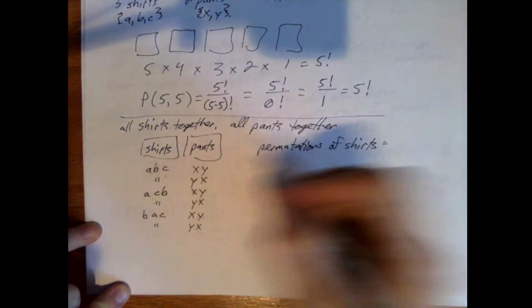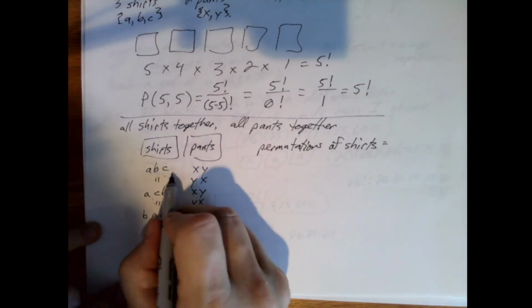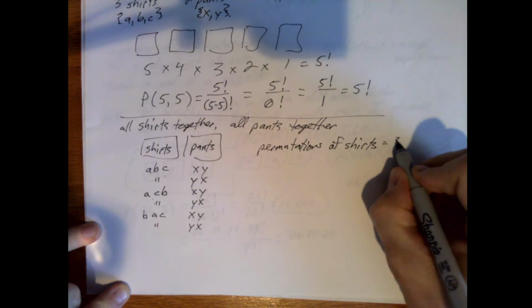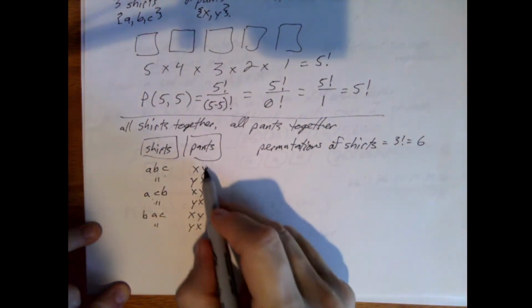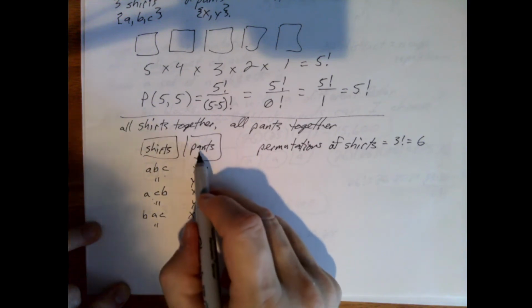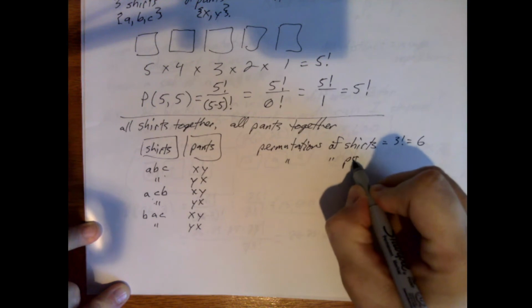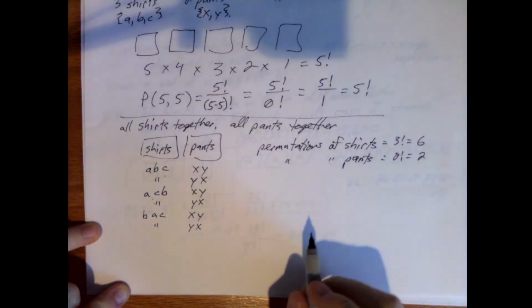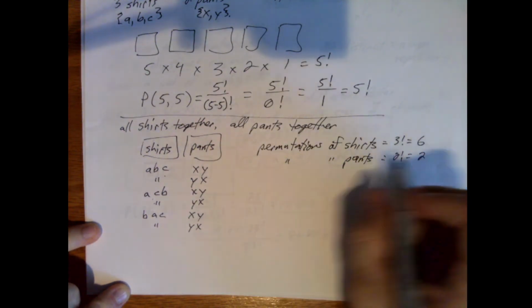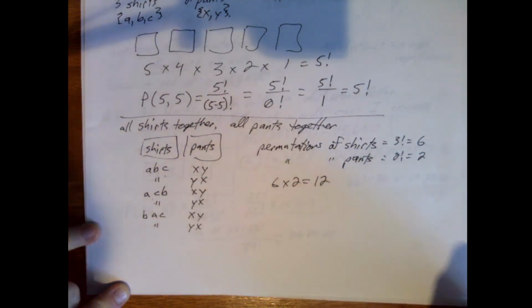3 times 2 times 1, because I have 3 possibilities for the left one. That leaves 2 possibilities for the middle and only 1 thing for the right. That's 3 factorial equals 6. For each of those 6, I have my different arrangements of pants. And so we have permutations of pants. Pants is 2 factorial, which is 2. So I have the 6 times 2 equals 12.